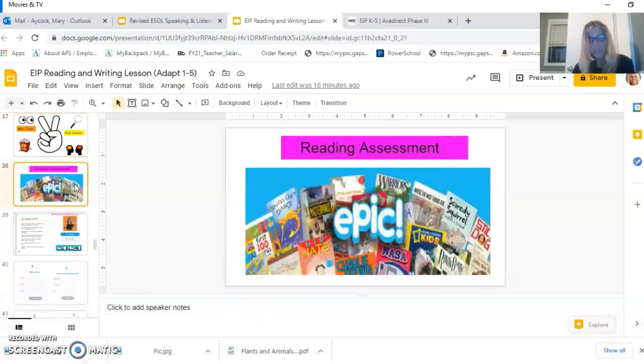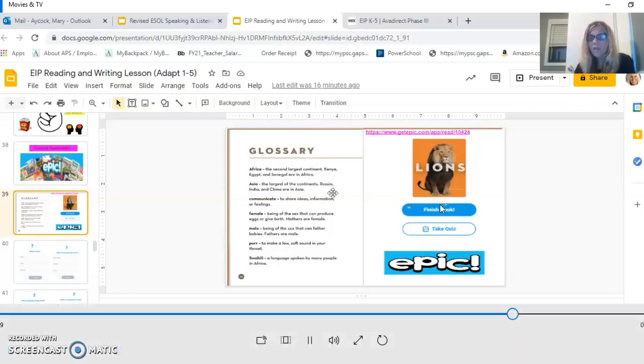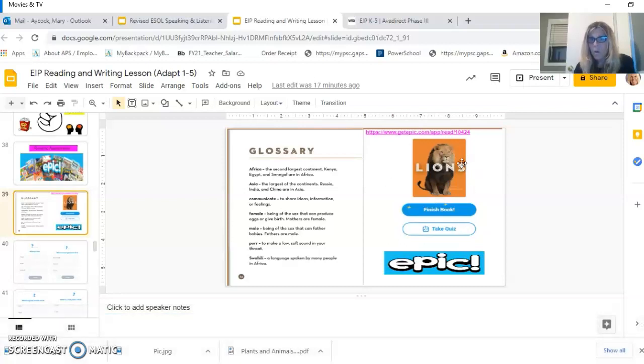So what I'm going to let you do is we're going to have a little reading assessment, and I'm going to give you the link. We're going to go on Epic. We're all going to go back and reread, because rereading is a very important skill to help us remember what we're reading. We're going to reread our book about lions. And I have the glossary over here for my older kids. I have some 4th and 5th graders with me today. And my 2nd and 3rd graders are going to read this book about lions.